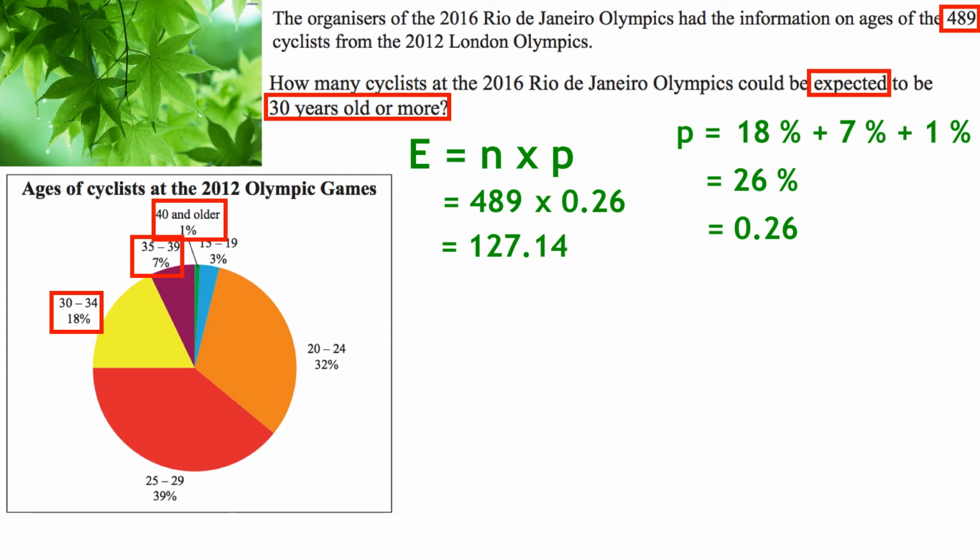127.14. Now if you get to this point, then that would give you an achieved level skill. Okay, that would get you a U. But we need to do more than that.